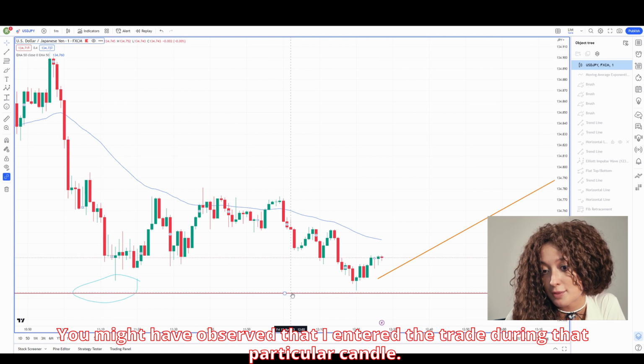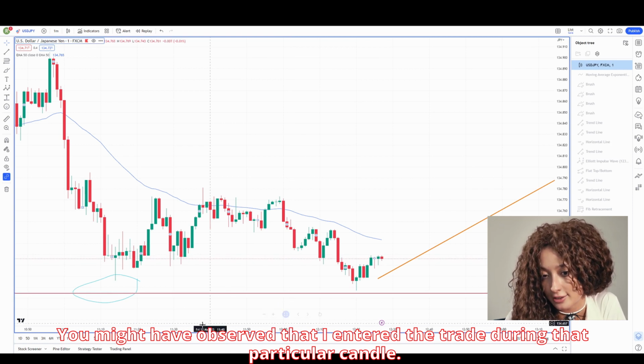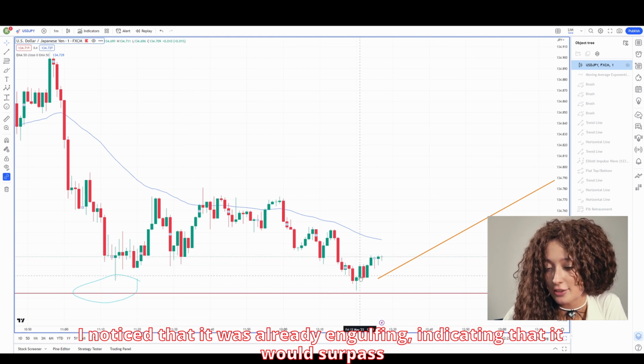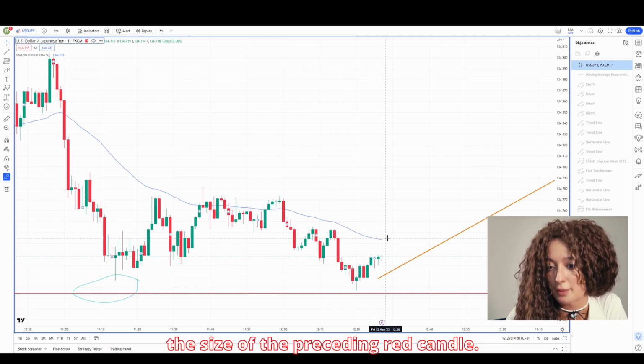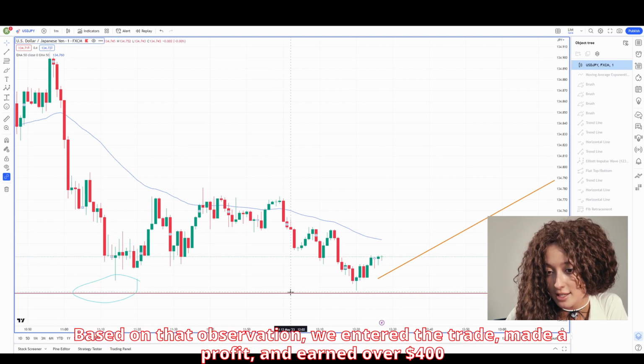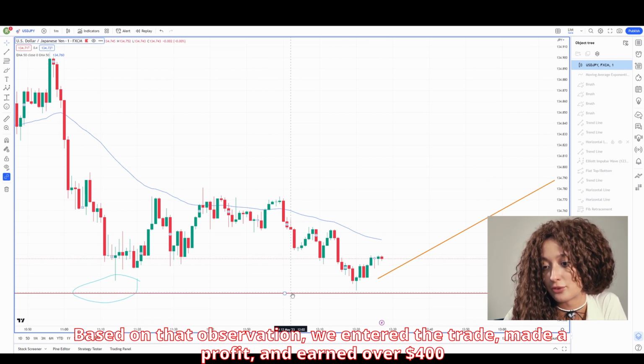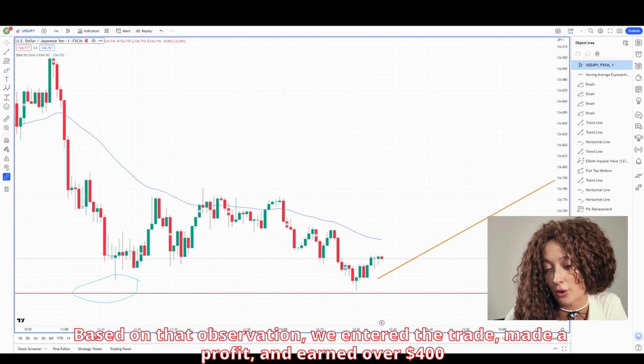You might have observed that I entered the trade during that particular candle. I noticed that it was already engulfed. I predicted that it would surpass the size of the preceding red candle. Based on the observation, we entered the trade, made a profit, and earned over $400.